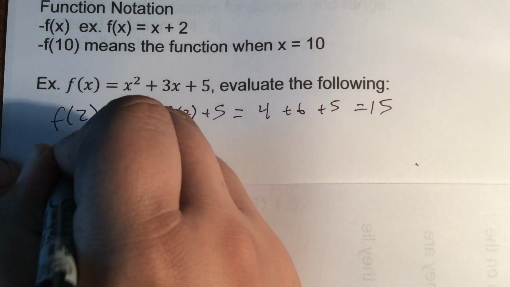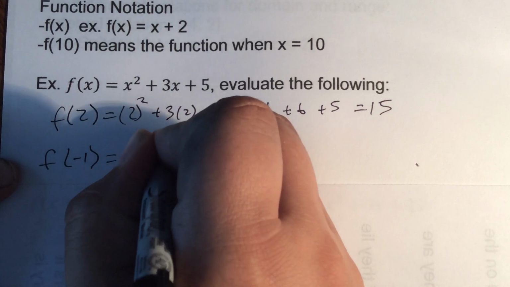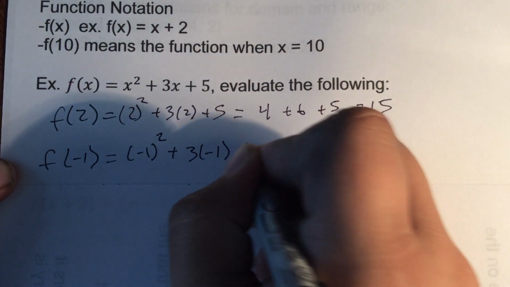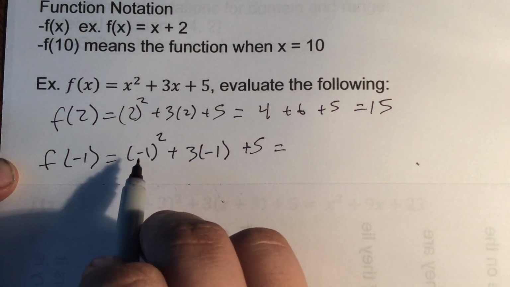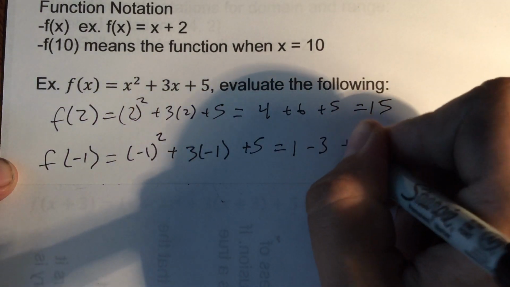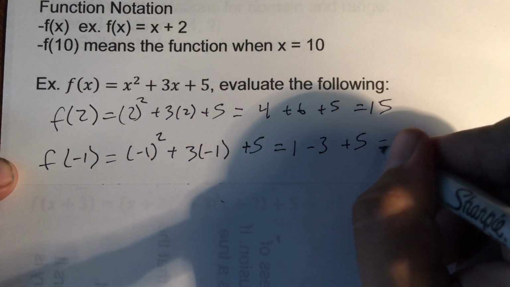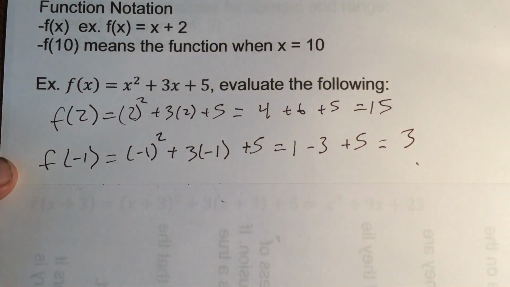So just like if I did f of negative 1, again, negative 1 goes in for the x. And what we get out is our solution, our y. So negative 1 squared is still 1. 3 times negative 1 would be a minus 3. And then plus 5. Well, 1 and 5 is 6. Minus 3 gives us 3. So that's what's going on here.